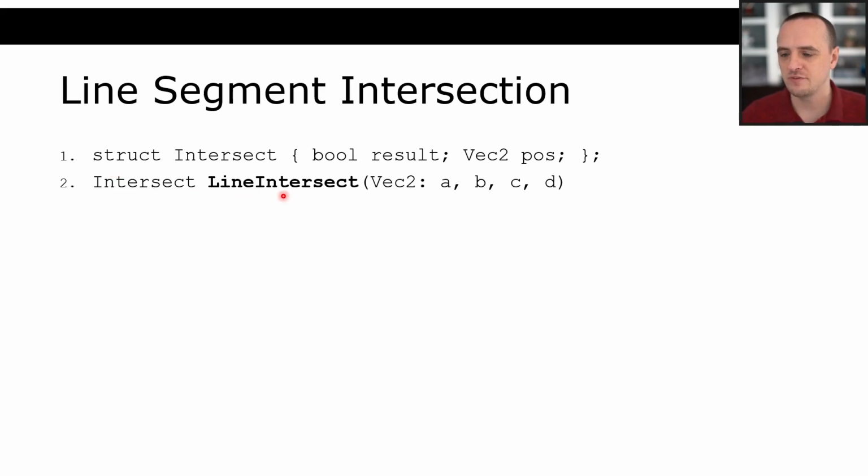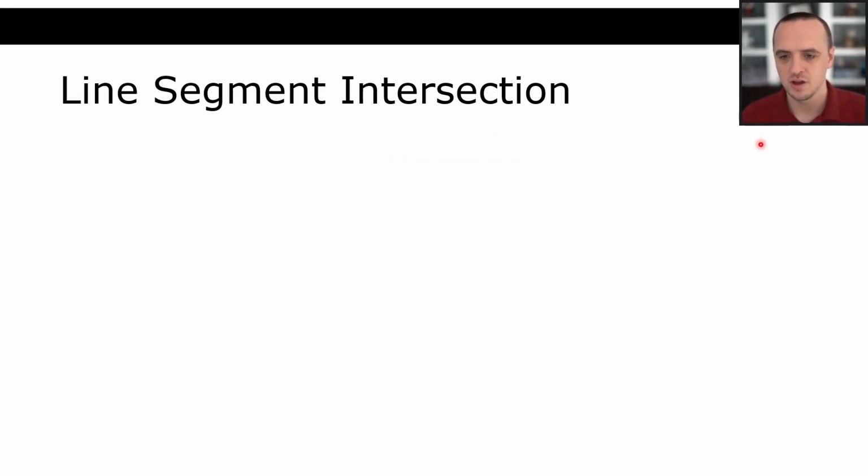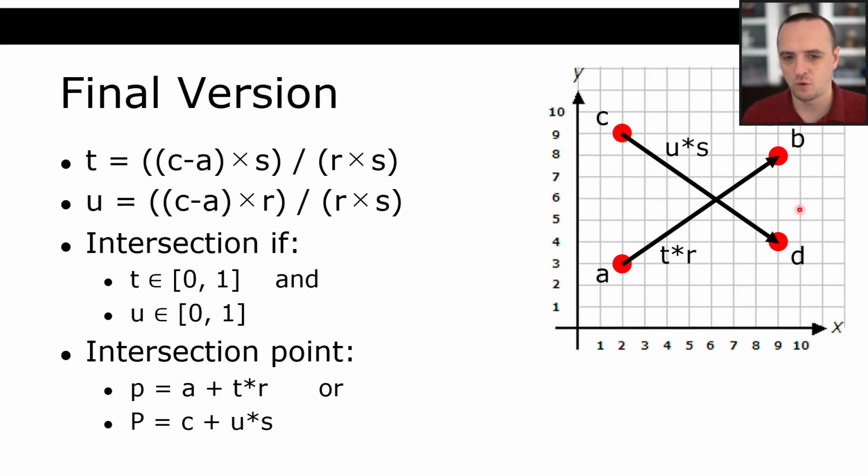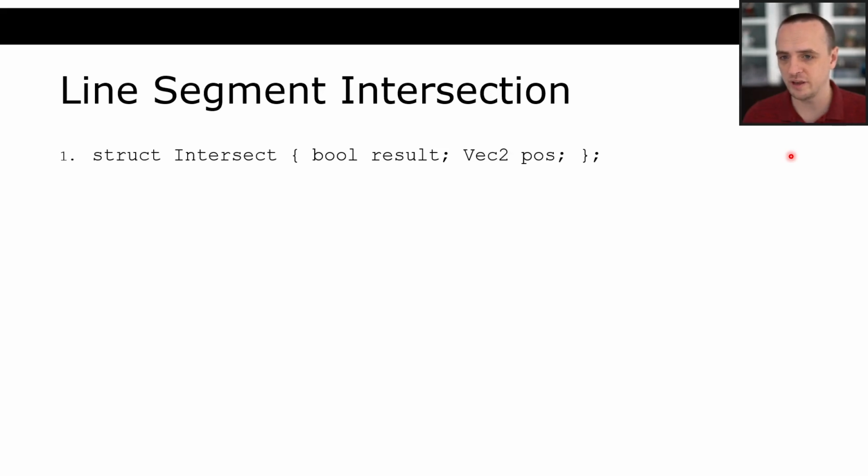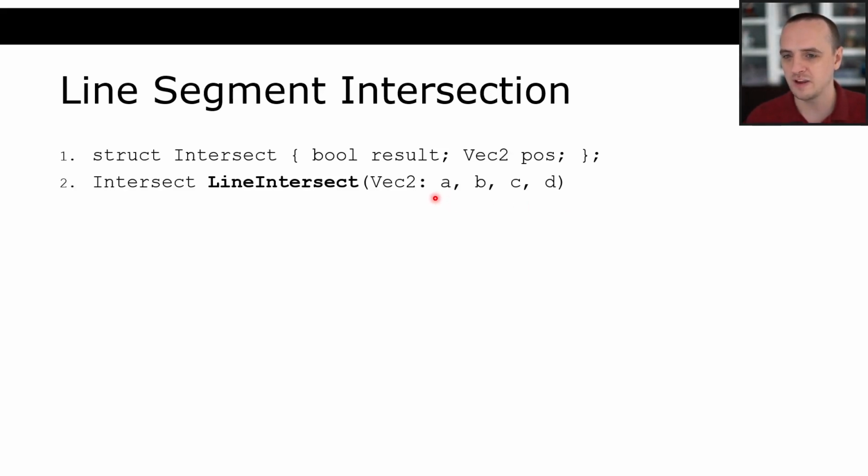So here we have line intersect. It's going to take in 4 vec2s. Now this is obviously not C++ syntax, it's pseudocode, but it's going to take in these 4 points, right? And we are assuming that from those 4 points, we have a line segment AB and we have a line segment CD. So the first thing we do is we calculate R, which is just B minus A, and we can do that because our vec2 class has a really nice subtraction method. We also have vector S, right, which is equal to D minus C.